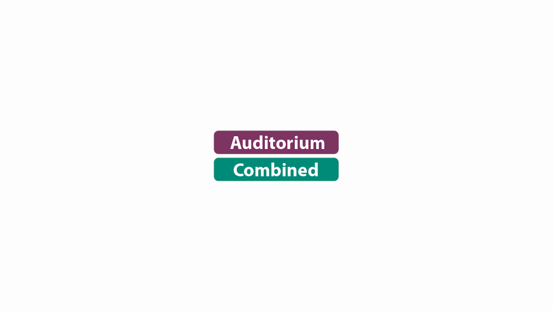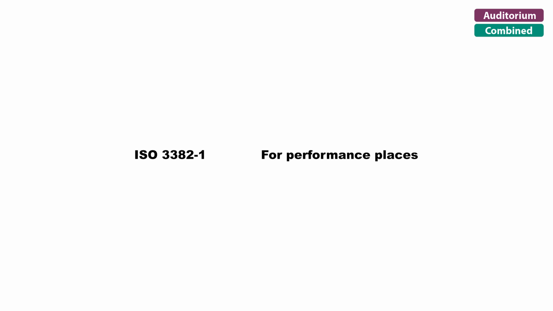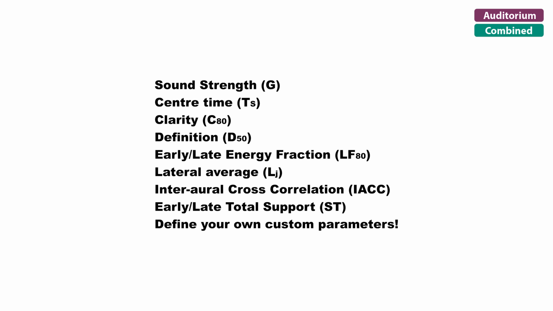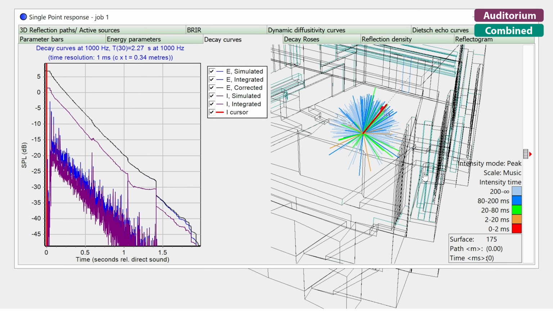Compared to ODEON Industrial, ODEON Auditorium and Combined come with an even broader range of acoustical results. These editions support ISO 3382 Part 1 for performance places. They allow you to derive results for these parameters on top of the ones we have already mentioned. Additional new exclusive results are found in the single point response.